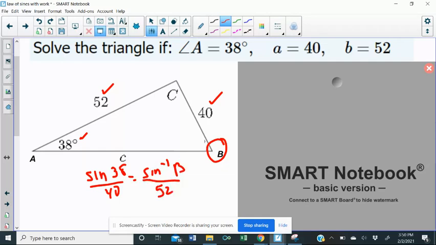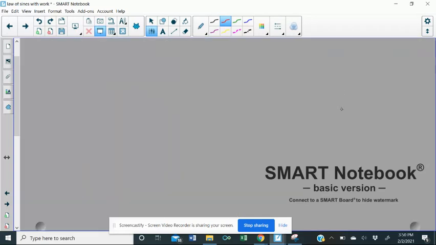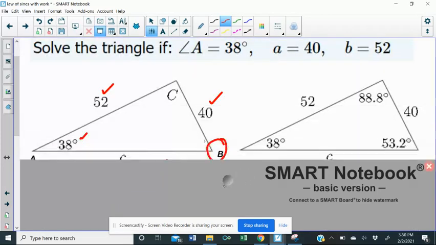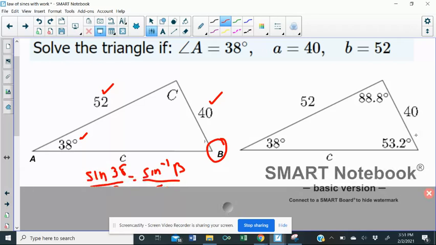I'll give you a moment to figure that out. The angle that you found should have been 53.2. Then to find this angle here, it would be 180 minus 38 minus 53.2 to get me my 88.8. And then again, we can use the law of sines to figure out our C here.